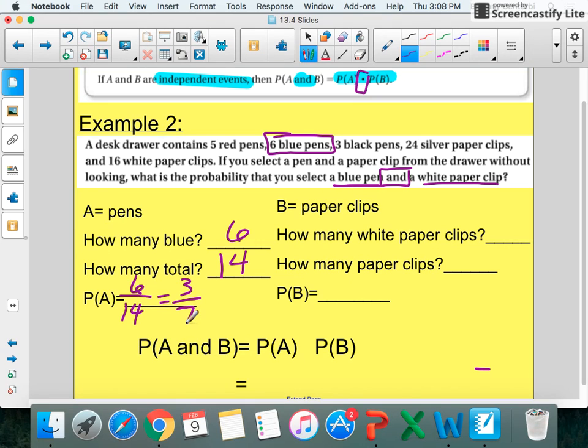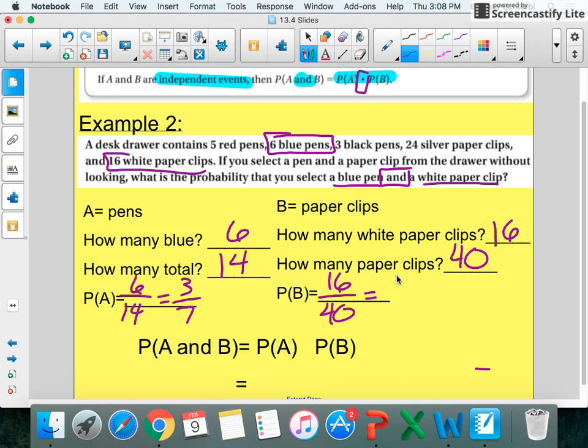Now we're going to do the paper clip. So we want a white paper clip. So if I do my white paper clip, I have 16 white paper clips out of 16 plus 24. So my total paper clips is 40. So there's a 16 out of 40 chance that I choose a white paper clip. Again, divide the top and bottom by 8.